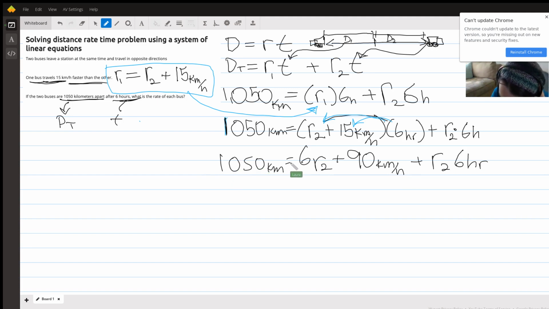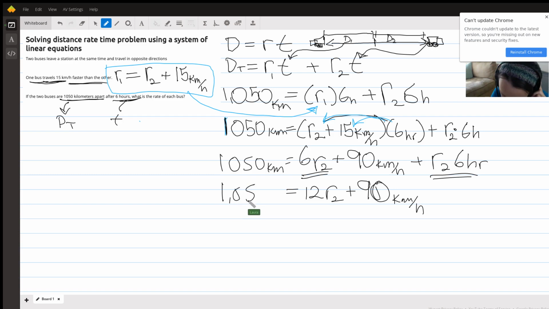So what can we combine? Well, I can add together my terms that involve my R variables. So let's do that. I can get 12 times my second rate plus 90 kilometers per hour is going to equal 1,050. All right, subtract that 90 from both sides.